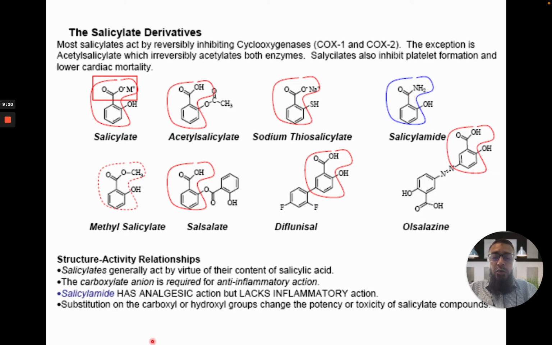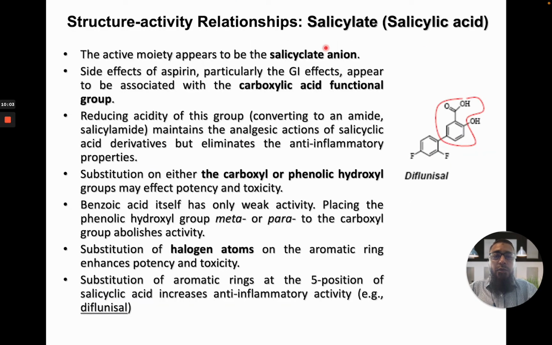So the substitution on the carboxyl group or hydroxyl group changes the potency or the toxicity of the salicylic compounds. For example, you can see in these compounds there is a substitution at the hydroxyl position, for example the acetyl group, for example this salicylate group, right? So it can also change the potency or toxicity of the salicylate compounds. The most important thing is the presence of the carboxylate functionality in order for the salicylate to act as a COX inhibitor.